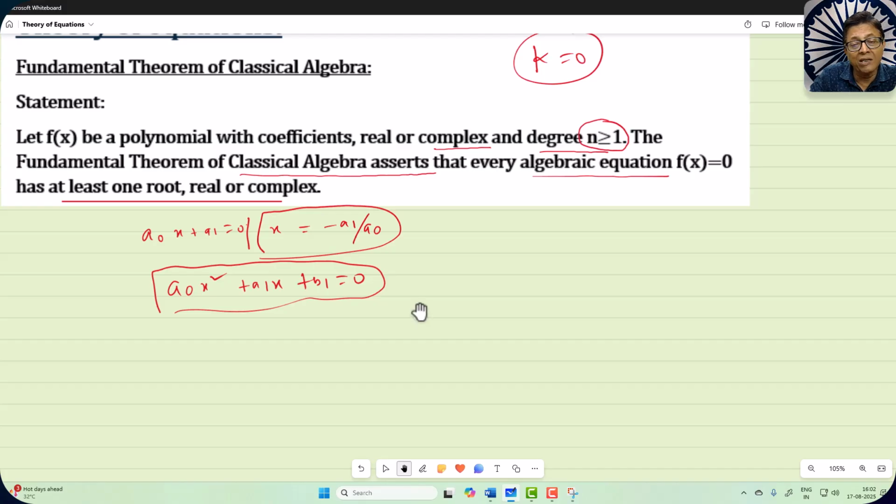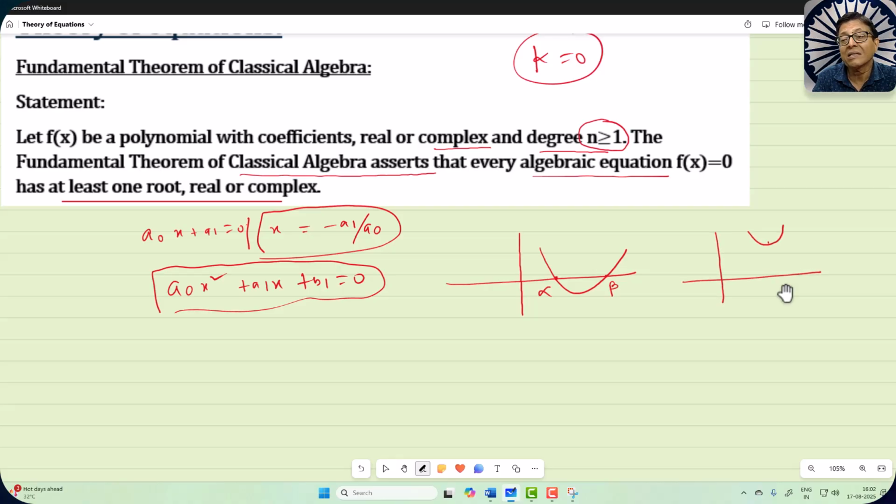And if roots are real, it will intersect the axis at 2 points. If you consider the graph of the equation, then these are 2 points where it is intersecting. Means it has two roots, alpha and beta, if the roots are real. But a quadratic equation might have a graph like this also. Then in that case, it will not intersect the x-axis. So roots will be complex in that case. Maybe this situation also. Root is going to be complex over there. For a real root, it has to intersect the axis at least once.